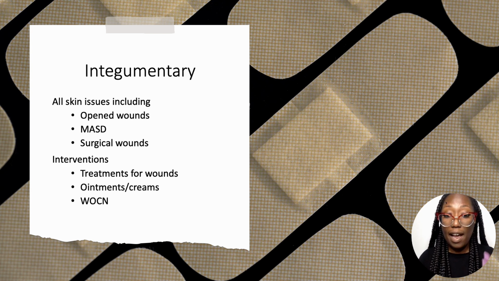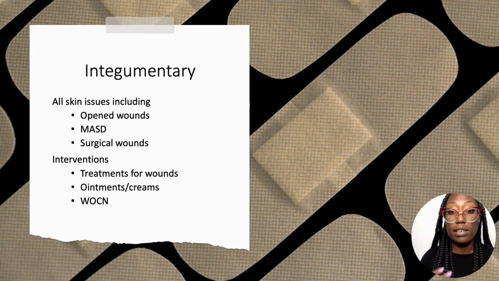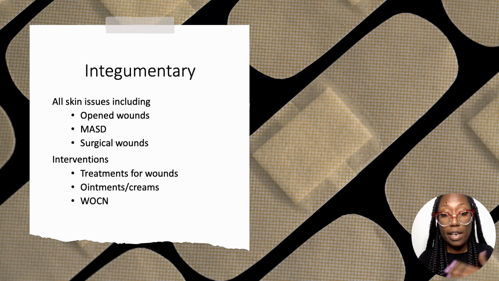Now, if your patient has a skin issue, whether it's an open pressure wound or a surgical wound, you want to talk about the interventions being done to help heal that wound or protect the skin. If there are specific orders for dressing changes, you want to talk about what the order is and if the wound care nurse has seen the patient. You can also mention things that you're doing for the MASD, such as creams, powders, and any ointments that need to be put on the skin.